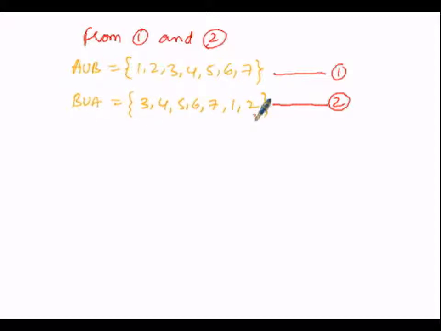Let us compare. So here 1 is present in this. Then similarly 2, 3 and 4 are also present. Then 5, 6, 7 are also present. The elements of A union B are also the elements of B union A. Therefore, the two sets are equal. So here A union B is equal to B union A.